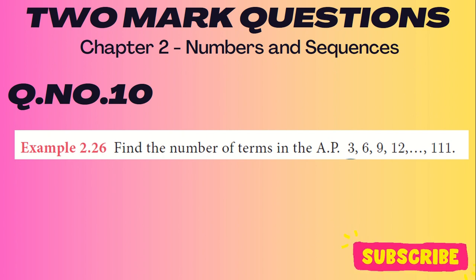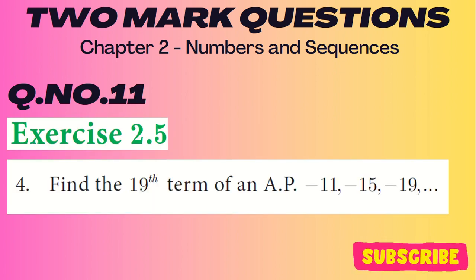Example 2.26: find the number of terms in the AP 3, 6, 9, 12 up to 111. Question number 10, example 2.26: find the number of terms in the AP 3, 6, 9, 12 up to 111. Next question, number 11.